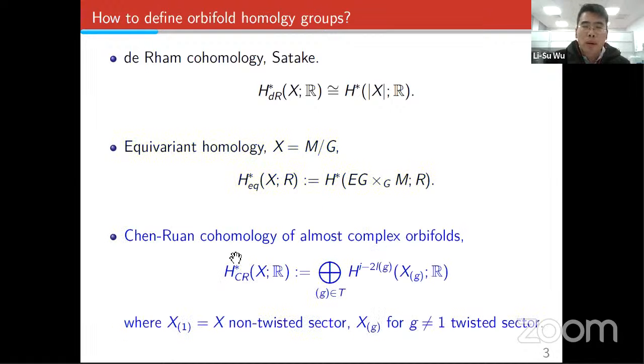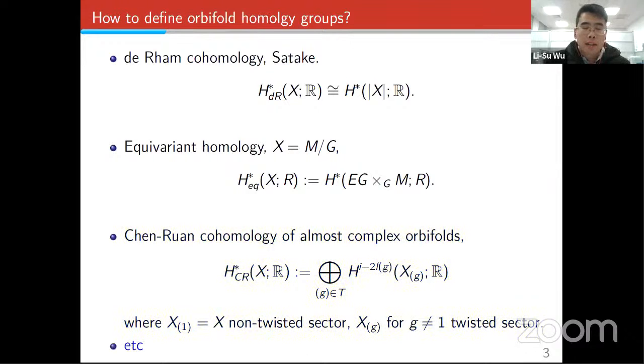The third is the Chen-Ruan cohomology of an almost complex orbifold. The Chen-Ruan cohomology group is a direct sum of this, where T is the set of conjugacy classes of elements in local groups. Where x_1 equals x is called the non-twisted sector, and the other x_g are called twisted sectors, and the twisted sectors also provide information of the homology for this orbifold by a degree shifting number.